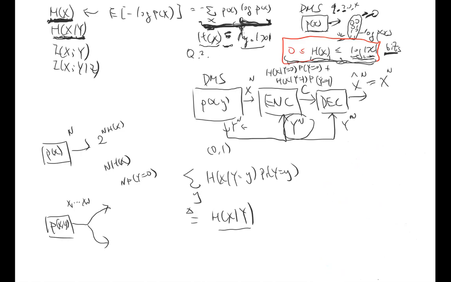So then the definition of mutual information is quite reasonable. We have the mutual information I(X;Y) is H(X) minus H(X|Y).